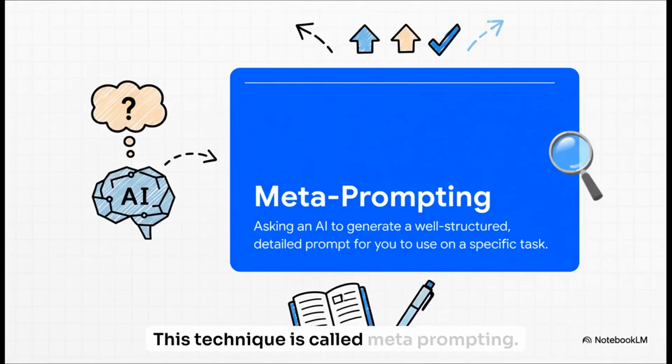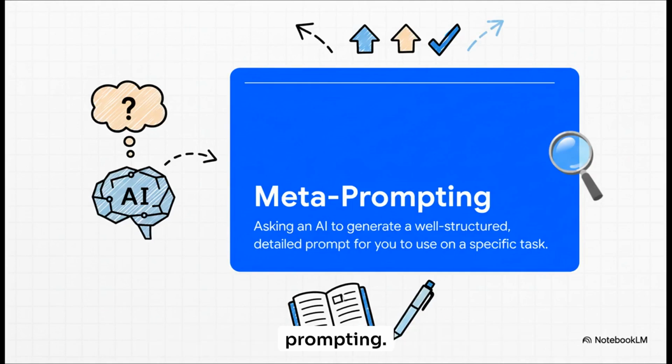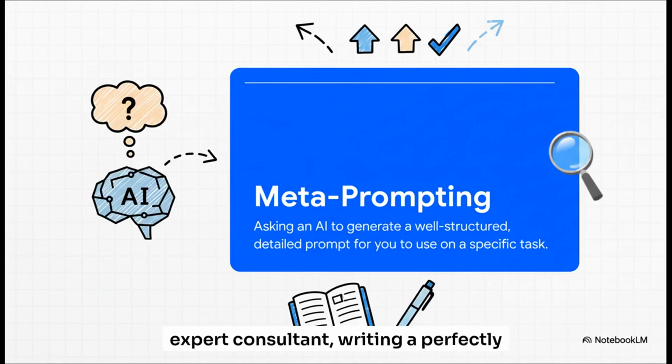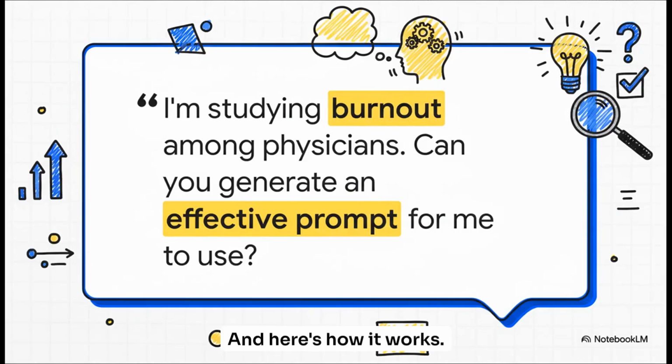This technique is called meta-prompting. You are essentially prompting the AI about prompting. You just describe your ultimate goal in simple terms, and the AI acts like your expert consultant, writing a perfectly structured and detailed prompt for you to then use. And here's how it works. You give the AI your high-level goal. Just like in this example, you explain what you want to do, and it tells you how to ask for it. It literally builds a detailed, optimized prompt that you can then copy and paste to get exactly what you need. It's like having a prompt engineer on call 24/7.